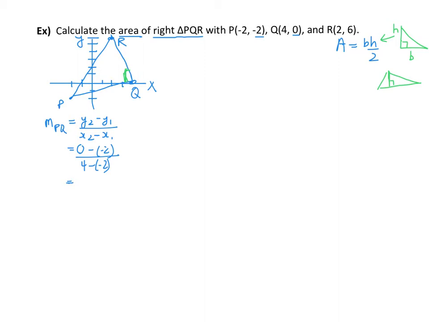Okay, so 0 take away -2 would be +2, 4 take away -2 would be 6, and that's going to give me 1/3. So in lowest terms, that does make sense. It goes up to the right, it's fairly flat. I think we're good with that.